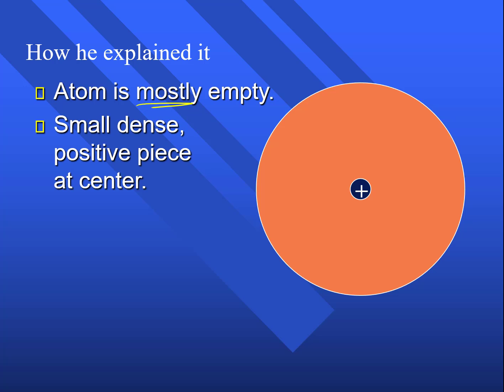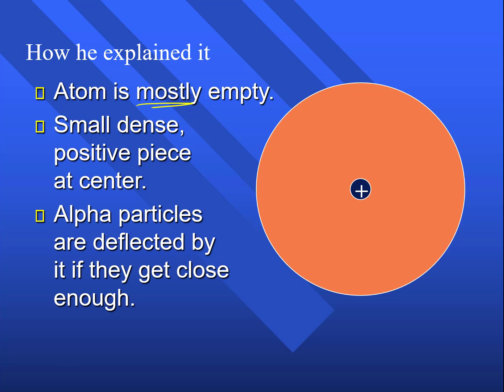Now, it had to have a small center because it was mostly empty. And that center had to be dense enough that the alpha particles wouldn't push it around. It had to be small and heavy. Small and heavy makes dense. And the alpha particles are deflected if they get close enough, because positives repel. That positive alpha comes up, if it comes up with a positive charge, it's going to be pushed one direction or the other, which will change its path.